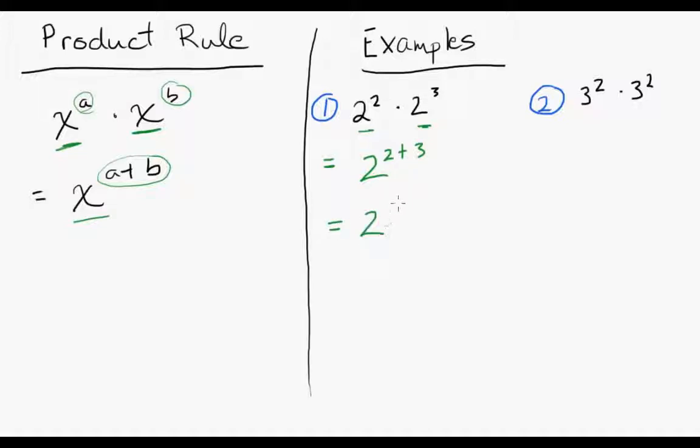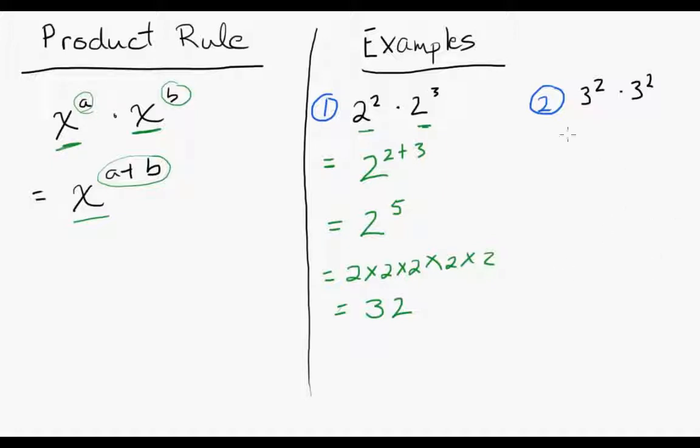So we end up with 2 to the 5th, which is equal to 2 times 2 times 2 times 2 times 2. 2 times 2 is 4, times 2 is 8, times 2 is 16, times 2 is 32. Okay. Moving on to our second example here.